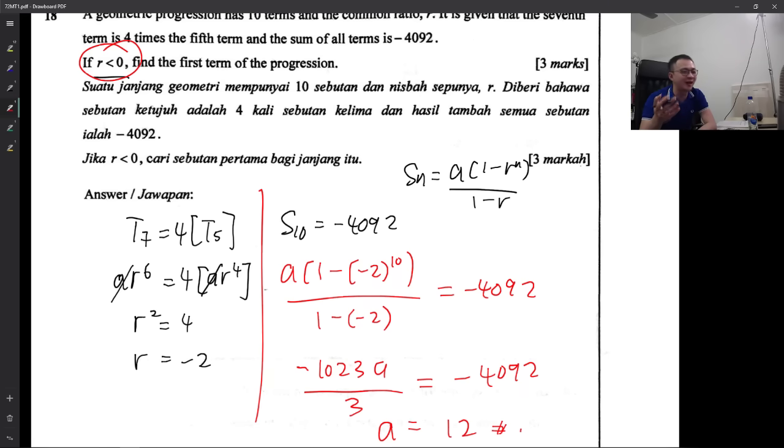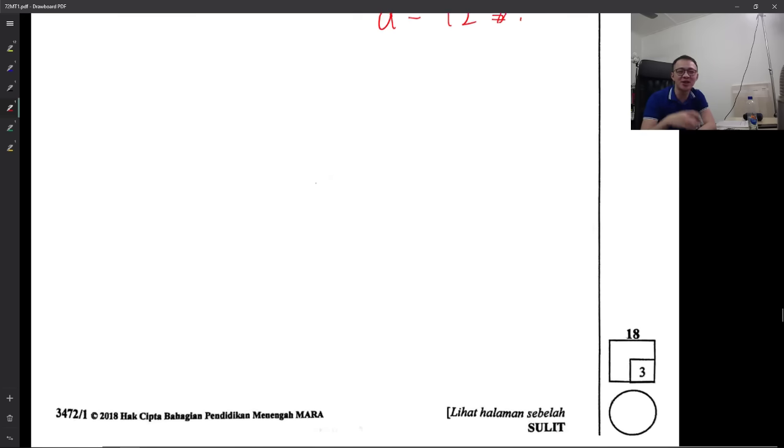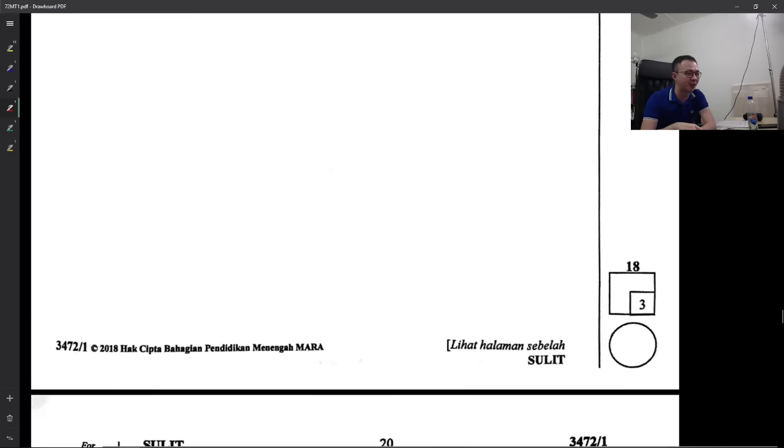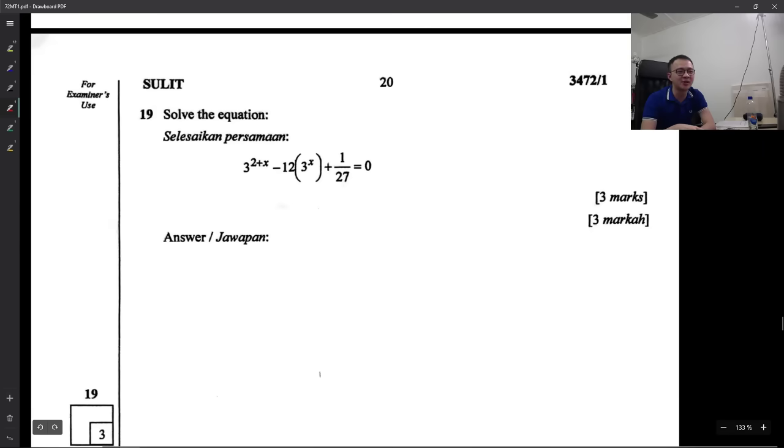Can r be 2? r cannot be 2. The question already says r must be less than 0. 2 is not less than 0; 2 is bigger than 0. So read the question carefully. This is very important to make sure you do not lose so many marks.